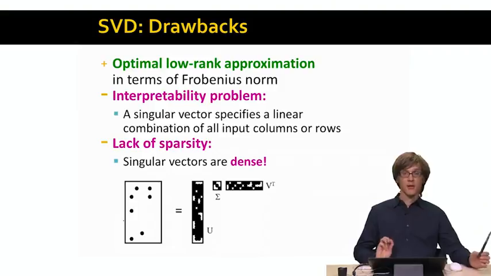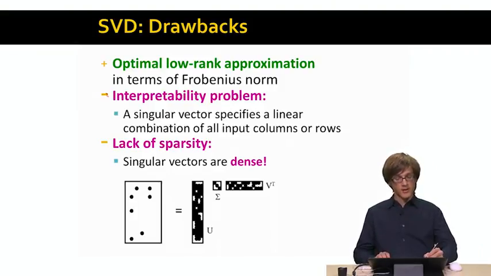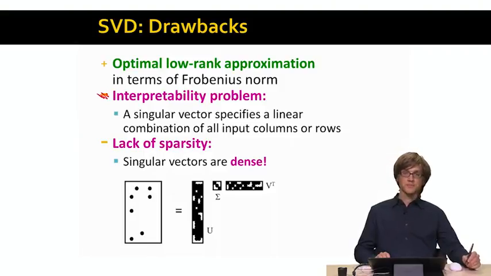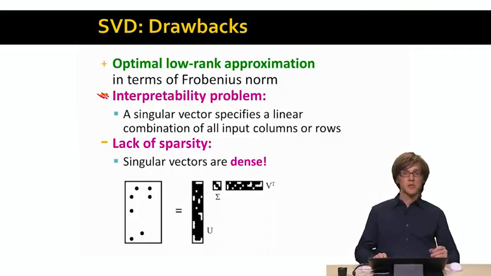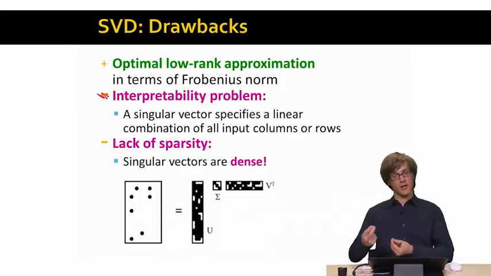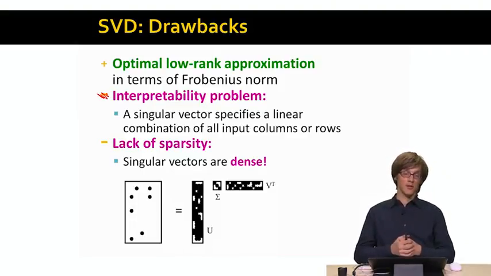So that's great. What is problematic with SVD are two things. The first one is the interpretation problem. What this means is that the singular vectors specify some linear combination of input columns or rows, which means that many times singular vectors are very hard to interpret. When I say singular vectors are hard to interpret, in our case of the movies to users matrix, I was able to interpret the first singular vector to correspond to the sci-fi movies and the second one to the romance movies. Many times that is hard to do.